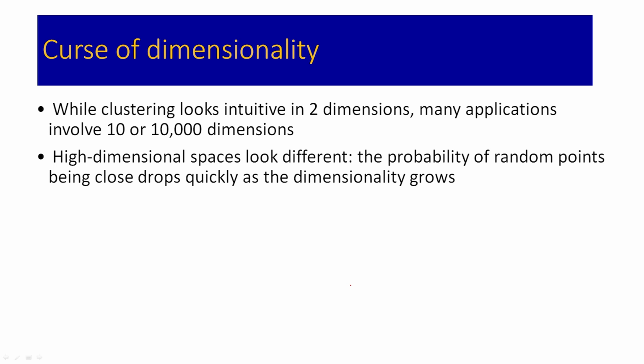When you want to cluster, it is very easy to cluster things intuitively in 2 dimensions, like the example I showed you last time, or even in KNN. But it is not as easy when the dimensions go beyond 2, like 3, 4, 5, 10, it can even go to 10,000. Higher dimensional spaces look very different, and the probability of random points being close drops quickly as the dimension grows. This is known as the curse of dimensionality.